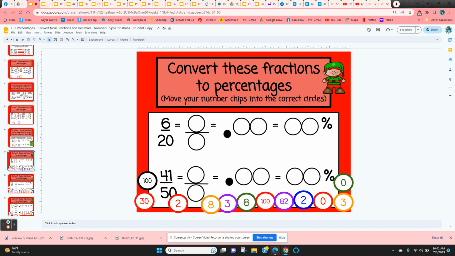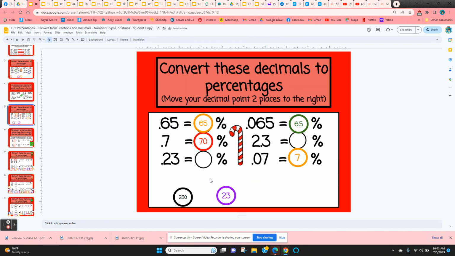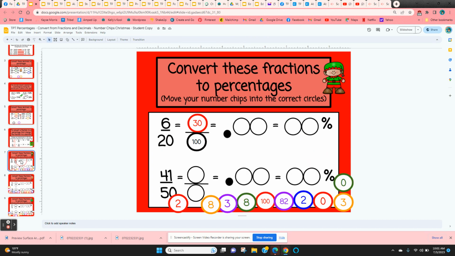So the next 3 slides, students are going to be doing that. They're going to be converting their fractions to an equivalent fraction with 100 in the denominator. So here, if they put the 100 here, they know they have to multiply times 5. That means they also multiply by 5 in the numerator. That would give them 30 hundredths. As a decimal, that would be 30 hundredths, or 30%.